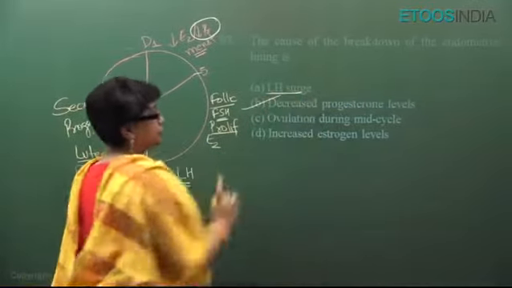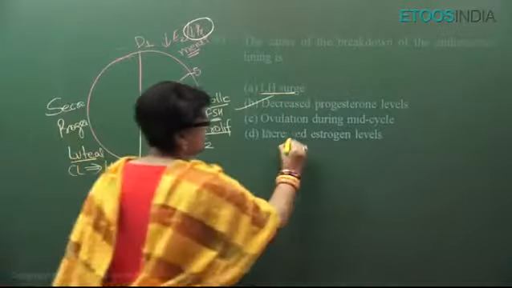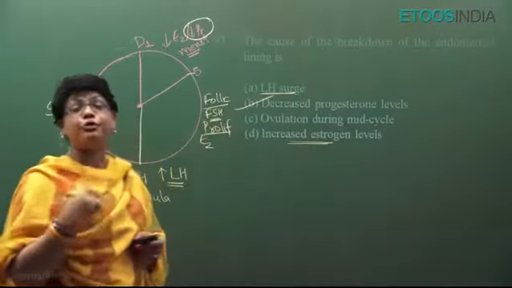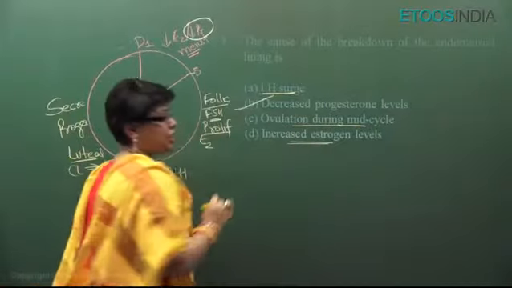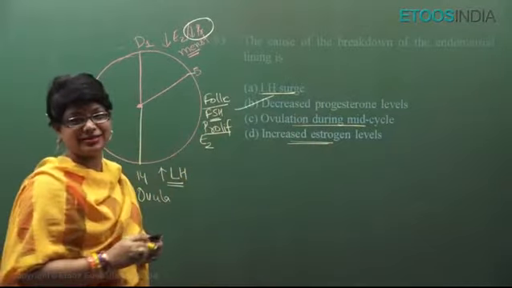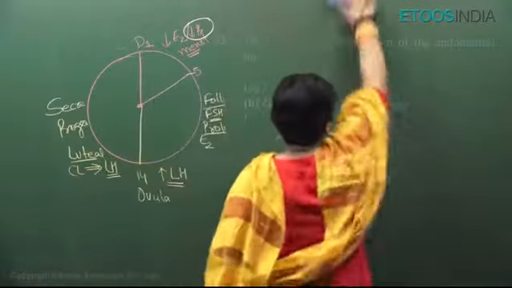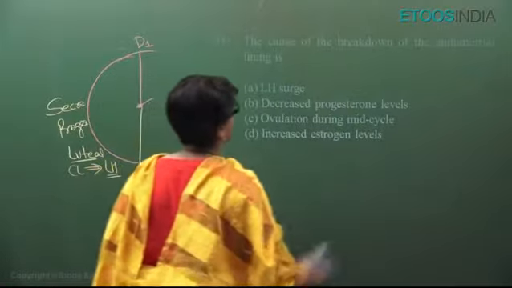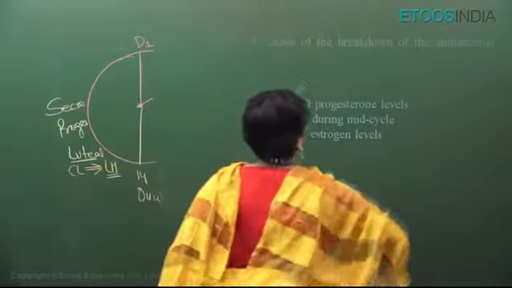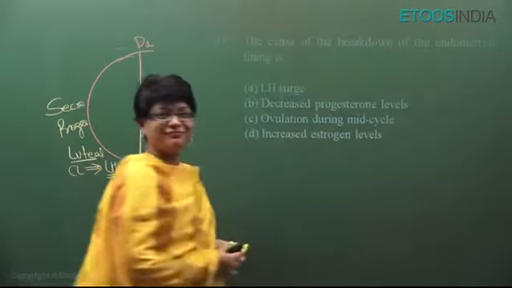LH surge is responsible for ovulation. Increased estrogen is responsible for proliferation of uterine endometrium. And ovulation occurs because of increased LH surge. So it is the decreased progesterone. And why it has decreased? Because corpus luteum has degenerated because of lack of fertilization or implantation.